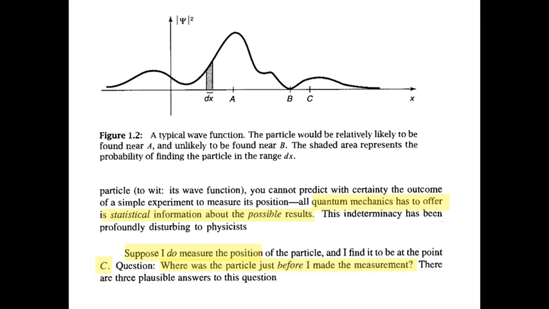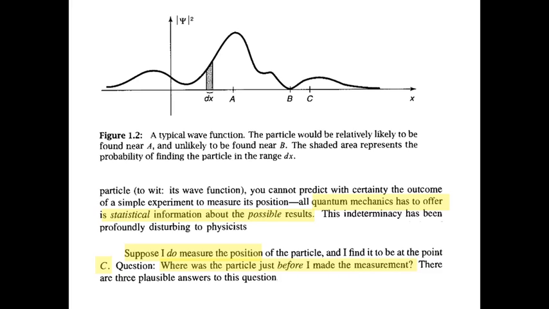So, quantum mechanics has to offer only the statistical information about the possible results. See, quantum mechanics plays very safely here. It tells you about the probability, it tells you about some statistical information about all the possible results, which means the particle can be at A, it can be at B, it can be at C or elsewhere. And this indeterminacy has been profoundly disturbing the physicists. So, to make it clear, we can take another small question.